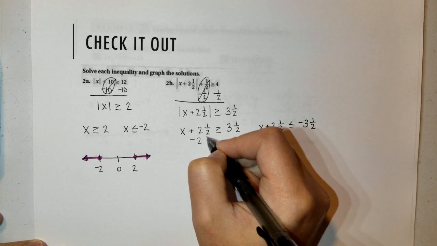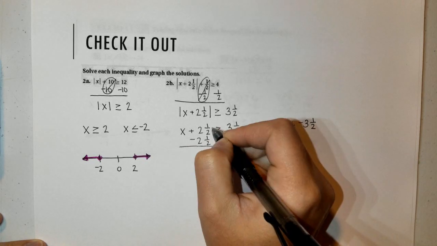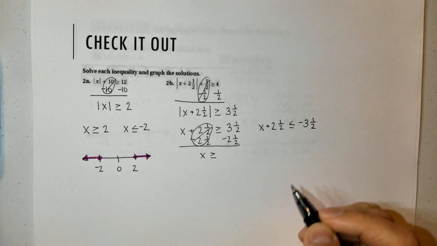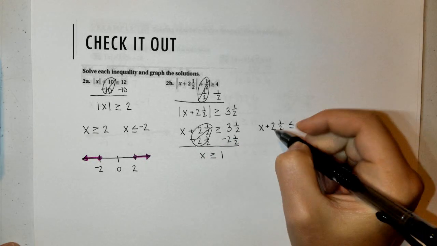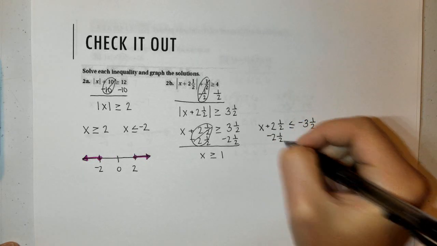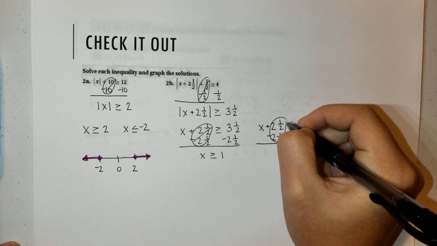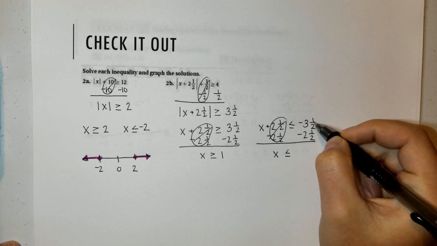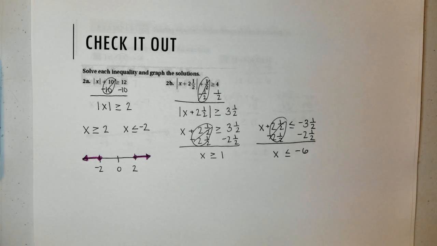I'm going to subtract 2.5 from both sides. 2.5 minus 2.5 gives you 0, so you're left with x greater than or equal to 3.5 minus 2.5, which leaves you with 1. Second inequality, subtract 2.5 from both sides. 2.5 minus 2.5 gives you 0, so you're left with x less than or equal to negative 3.5 minus 2.5, which gives you negative 6.